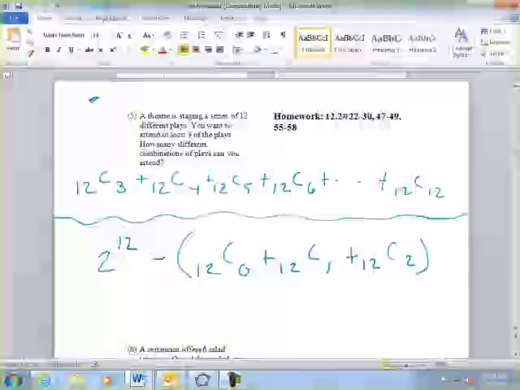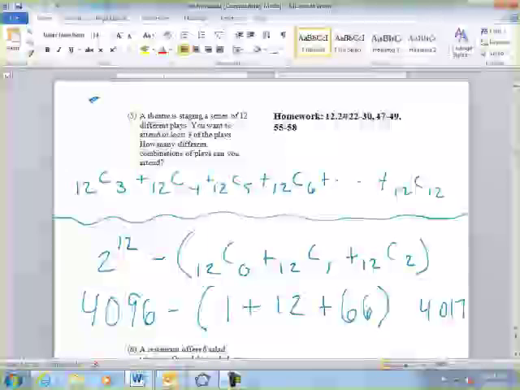Okay? But I can do 2 to the power of 12. Gives me 4,096. And then I want to subtract out. Choosing 0 we said is 1. Choosing 1 we said is the front number. And then choosing 2 I'll type in my calculator and get 66. And then do that subtraction out. 4,096 minus 1 and 12 and 66 leaves me with 4,017 different options we're going to place.